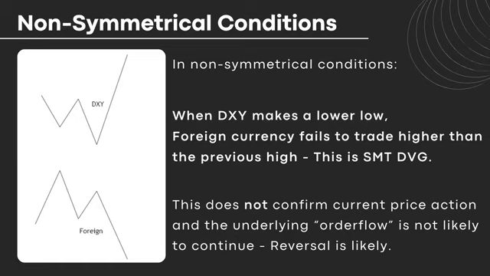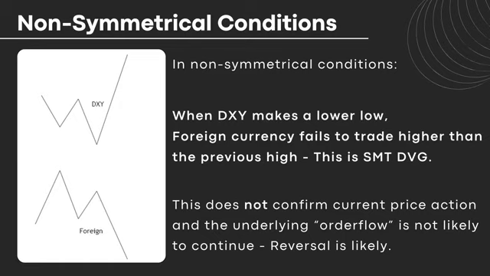Now, the reason the conditions are non-symmetrical is because DXY made a lower low and the foreign currency, which is EU for us, could not make a higher high respectively, right? It failed to trade above the previous high and only made a lower high. Whereas DXY did indeed make a lower low and traded below the previous low. You can clearly see there is non-symmetry in the order flow, and the structure is varying and there is a difference in structure, right? DXY was able to make a lower low, EU could not, and it failed to trade above the previous high, and it suggests non-symmetry, right?